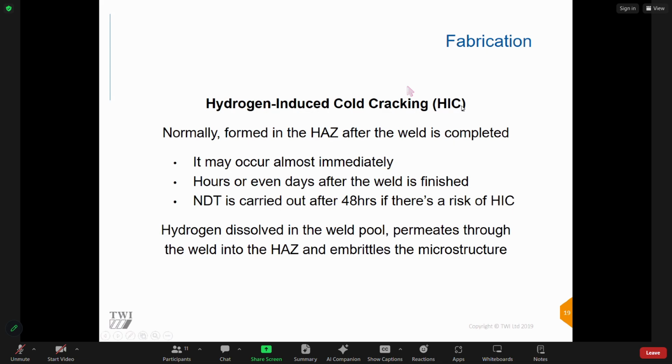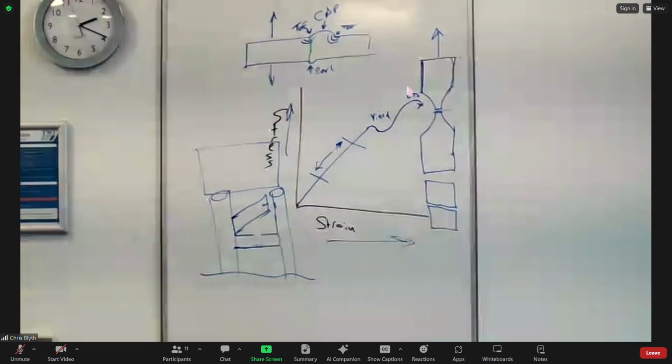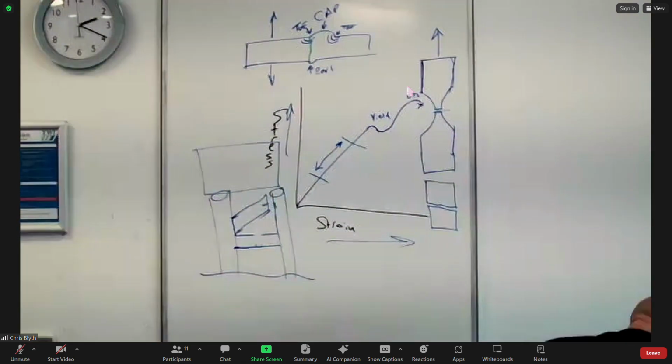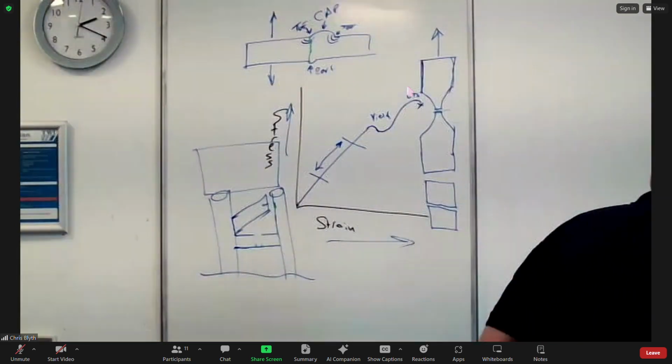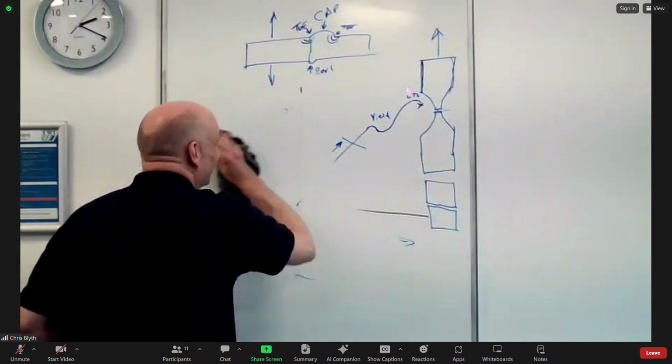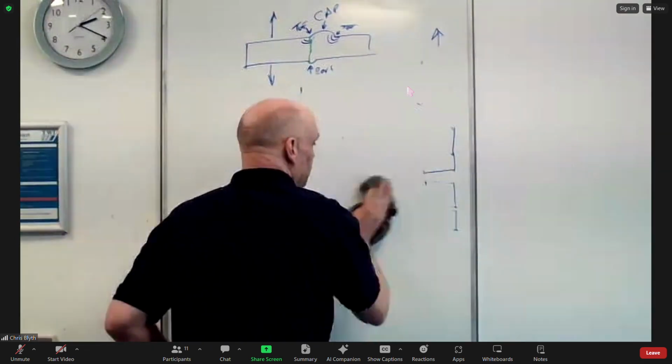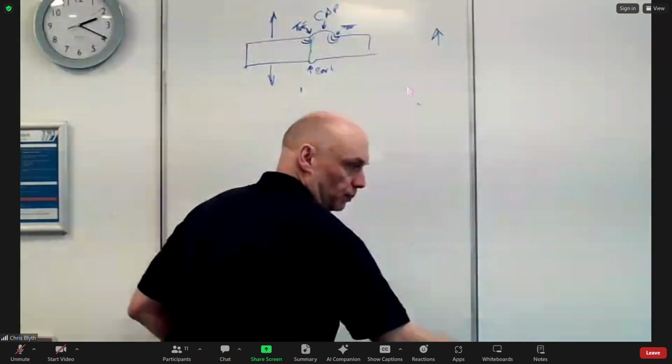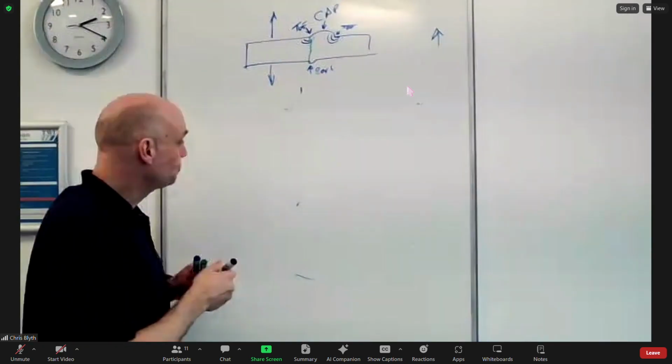So what does all that nonsense mean? Okay. Let's just do it on the board. But again, it's not something to worry too much about. So, in the first instance, and again, we'll cover this a bit more when we talk about the welding processes.